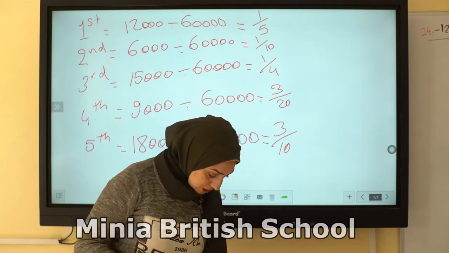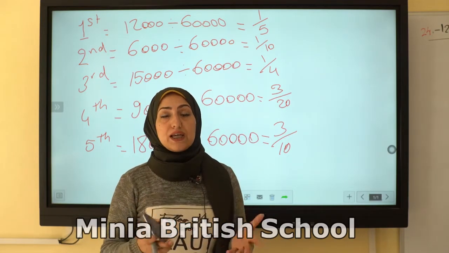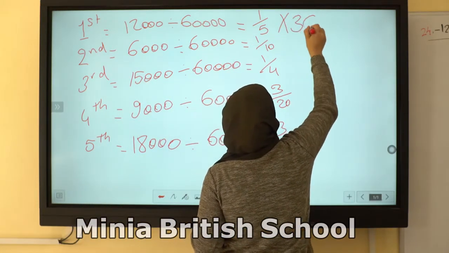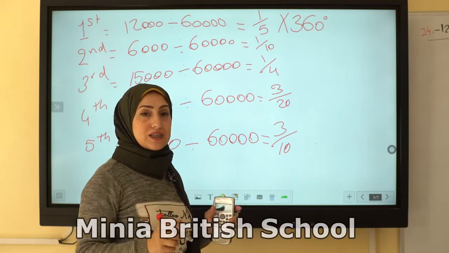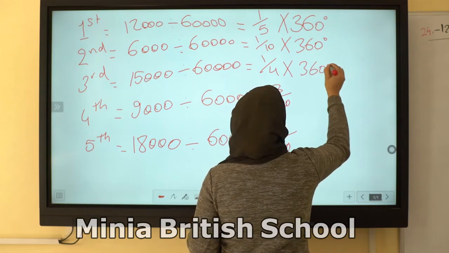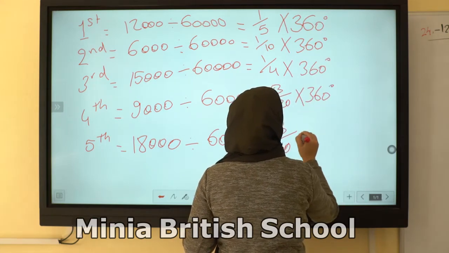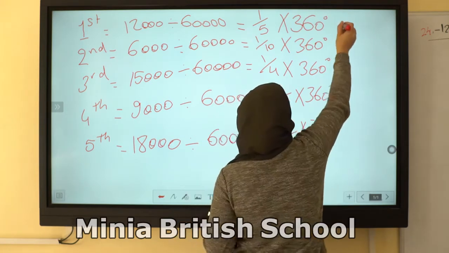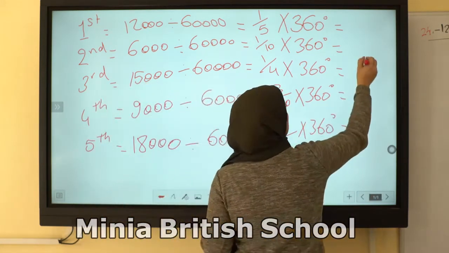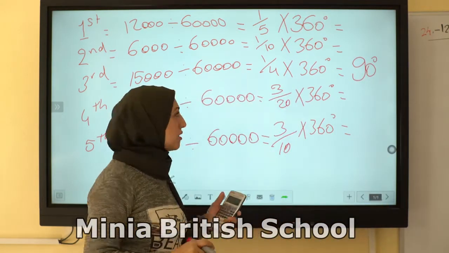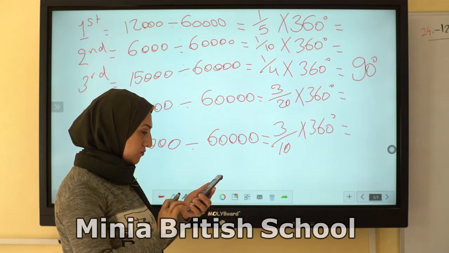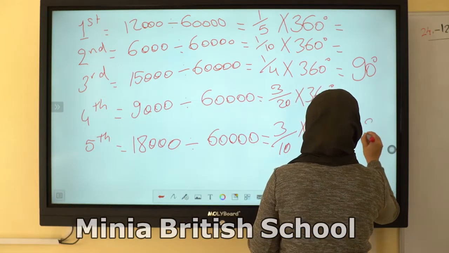To represent it by circular sector, I have to get the angle. How can I calculate it? I take this ratio multiplied by the accumulative angles of the circle, which is 360. All of them by this way. Here we know that the quarter equals 90 degrees. It's very simple. And the other, times 360, here 108.